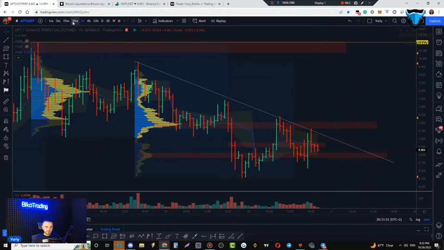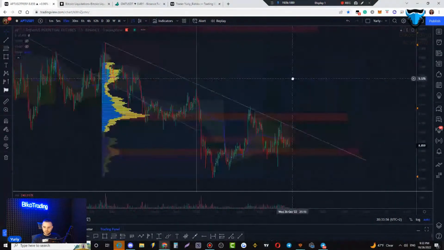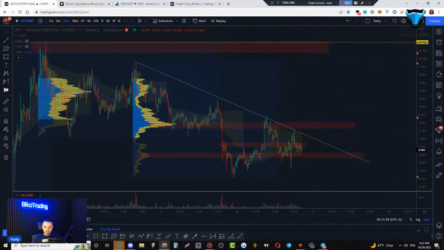About APT, guys, I think at this moment, if you have long trade, better to close it. Why I think so? Because price at this moment trades below VWAP and it failed to break this VWAP. And that's the reason why I think there could be some additional stop loss hunt. I don't like this stuff at this moment.